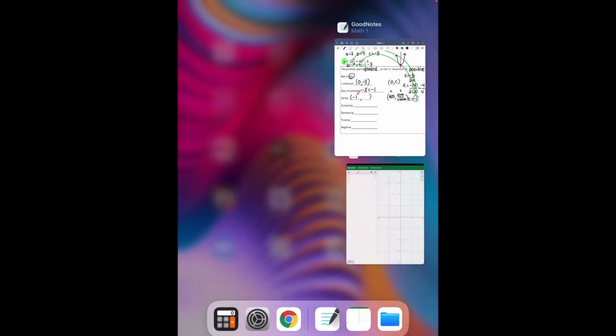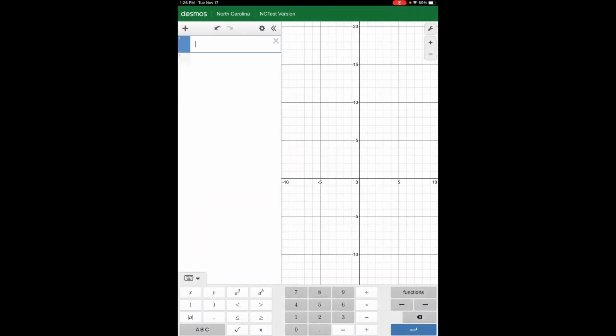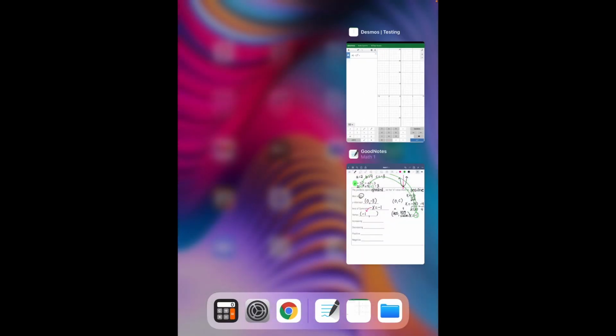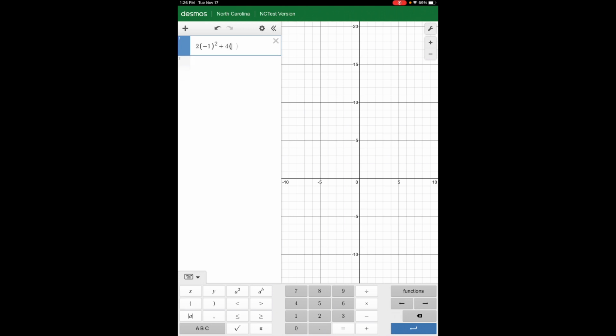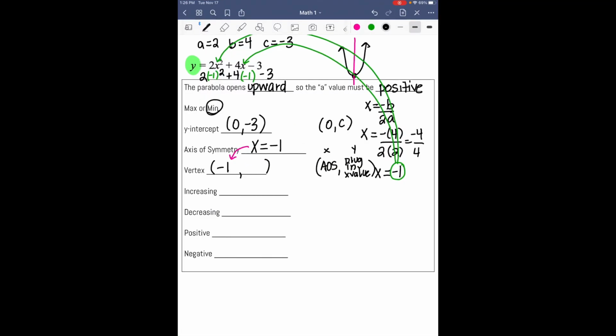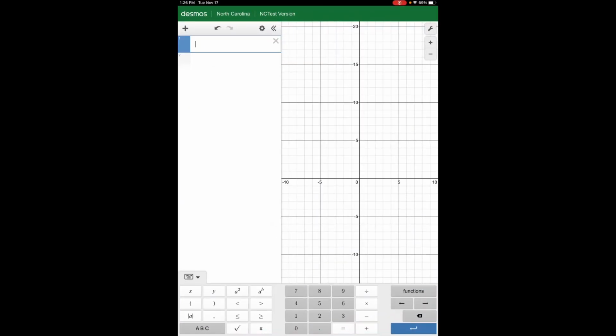So I'm going to go to Desmos, and I'm going to plug all this in. So I have 2 times (-1) squared plus 4 times (-1) minus 3, and we get -5. So my y value in this problem is equal to -5, which is the y value of the vertex. Now, I'm going to go back to Desmos, and I'm actually going to graph this problem.